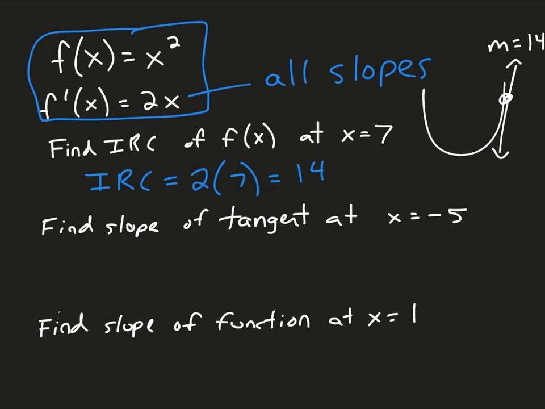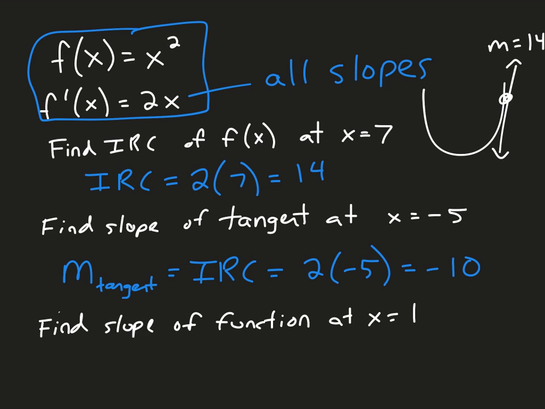Let's do it again. I want to find the slope of the tangent line at x equals -5. What do I do? Well, I just went through all that work on that last problem, right, with this x squared function, to get my derivative function, to get my 2x. So I'm going to use it. I'm going to say that the slope of the tangent line is just the IRC at x equals -5, which means 2 times -5. I'm just plugging in -5 into my derivative function. The slope is -10.